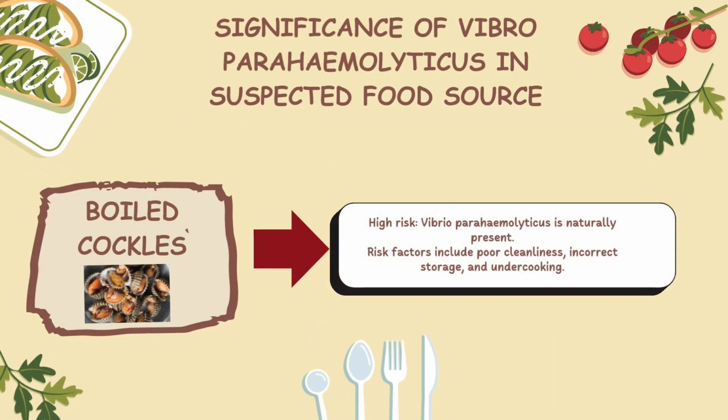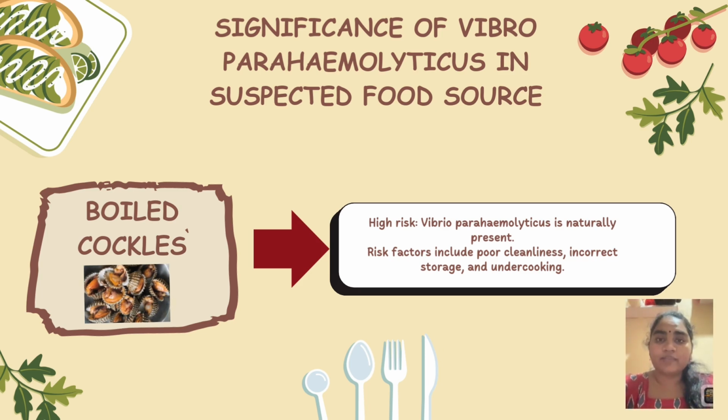Now, I will be discussing the significance of Vibrio parahaemolyticus in suspected food sources, specifically in boiled croakers. Boiled croakers are considered a high-risk food because Vibrio parahaemolyticus is naturally present in the marine environment. The risk increases due to factors such as poor cleanliness, improper storage, and undercooking, which can lead to food contamination.